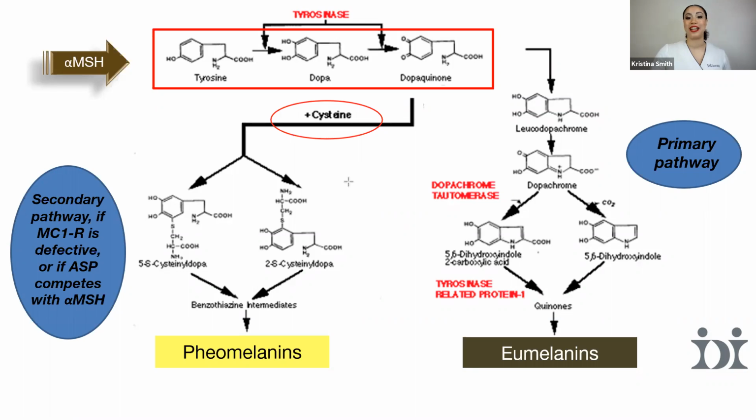Again, cysteine creates pheomelanin. The other thing that can happen is you could actually have a mutation on your MC1R, and this is something you can find in a DNA test, but you probably won't have to, because I'll tell you what the mutations are.